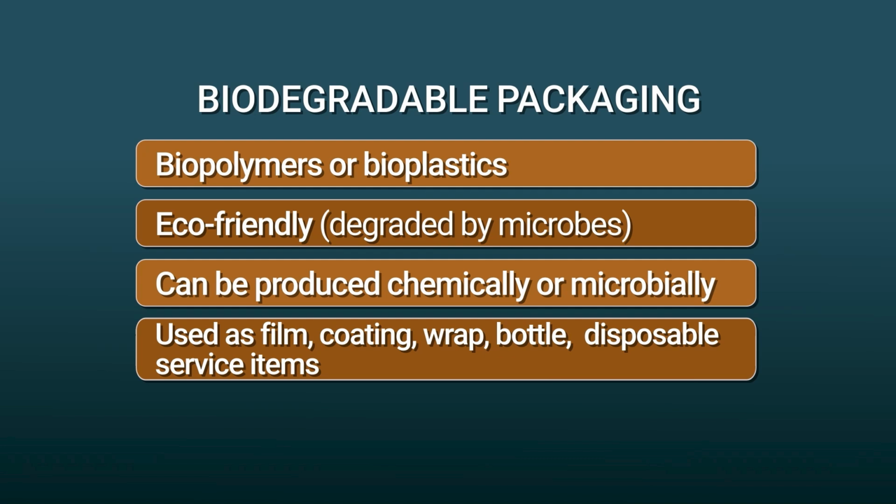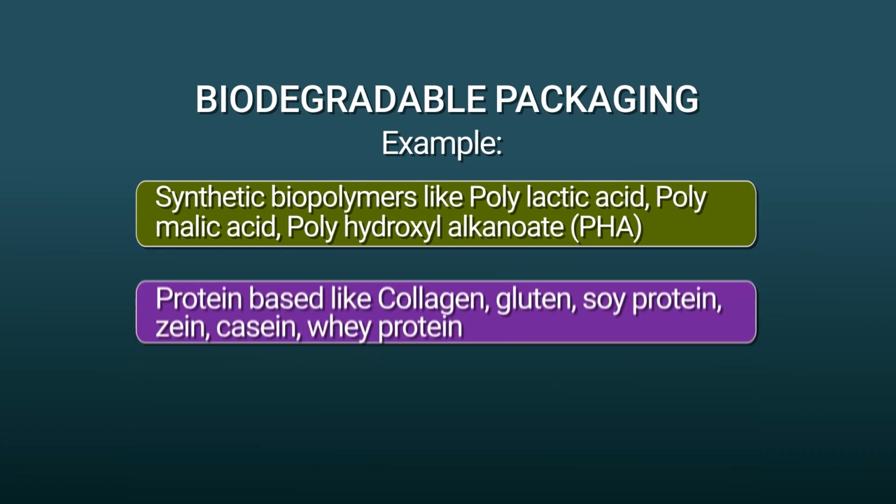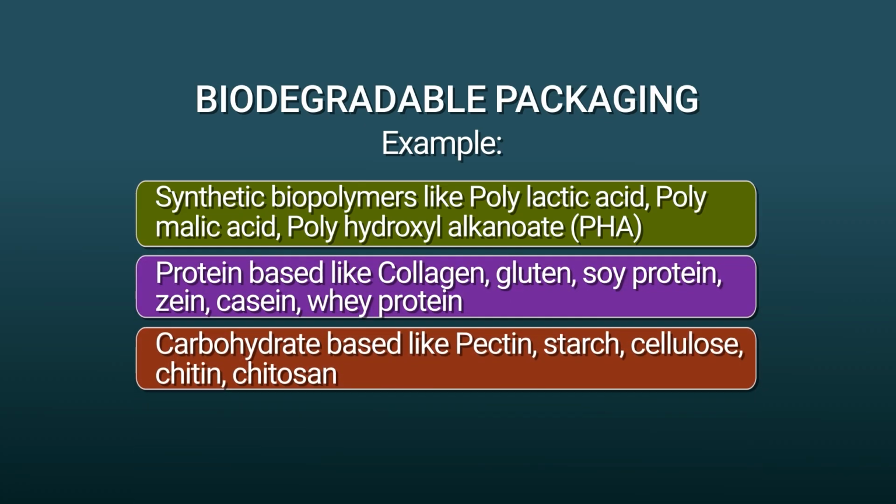These are eco-friendly. This can be either produced chemically or microbially, and this can be used as a film, coatings, wrap, bottle, disposable service items, etc. So here you can see the examples of some of the synthetic biopolymers like polylactic acid, polymalic acid, polyhydroxyl alkanoate, and you can also make some biodegradable plastic packaging from the protein sources like collagen, gluten, soy protein, zein, casein, whey protein, etc.